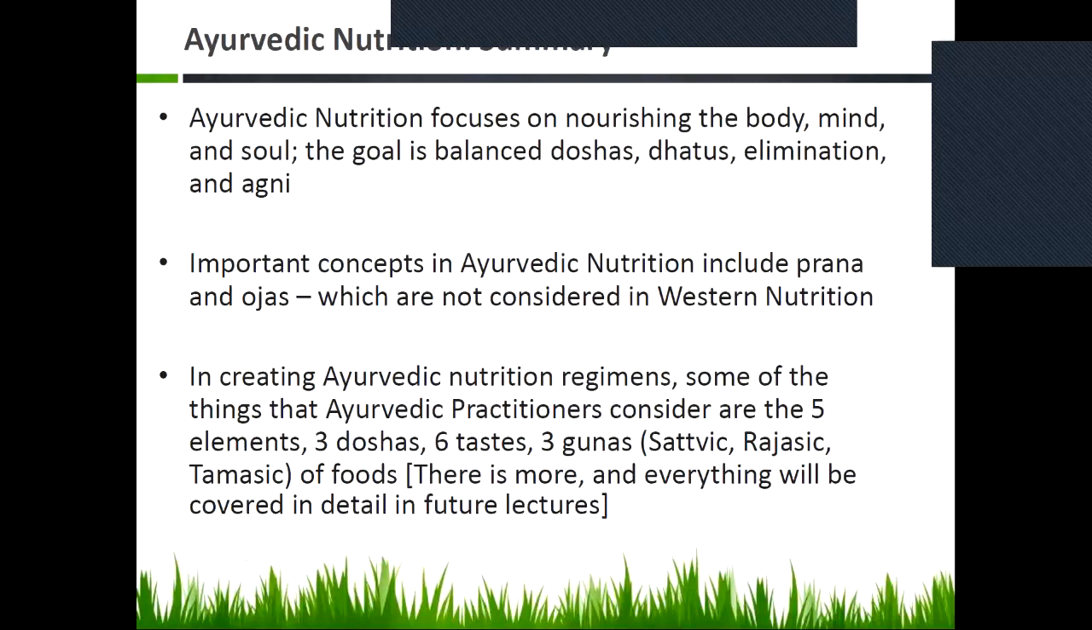Does it make sense? The summary is Ayurvedic nutrition focuses on nourishing the body, mind, and soul. The goal is balanced dosha, dhatu, elimination, and agni. And of course, an important concept is prana. Ojas is defined as immunity. Food should increase prana and increase immunity. We consider the 5 elements, 3 doshas, 6 tastes, and 3 gunas: sattvic, rajasic, tamasic.